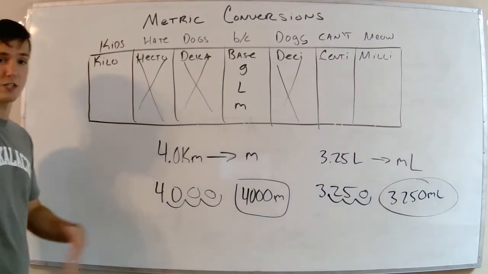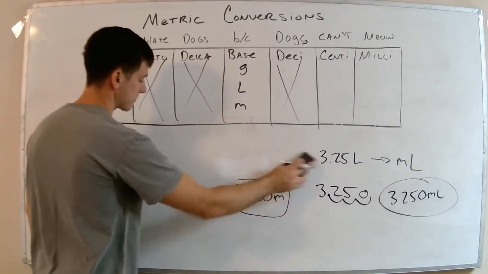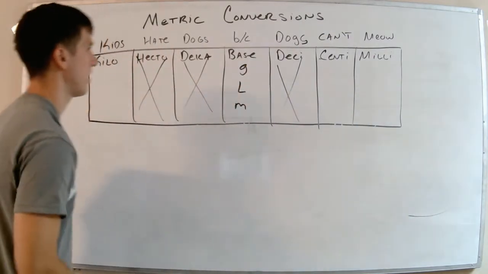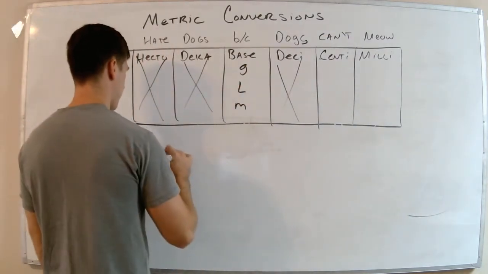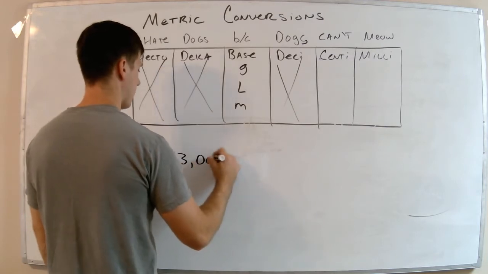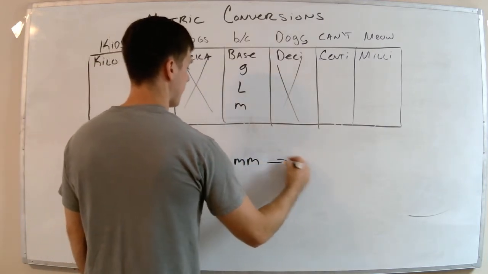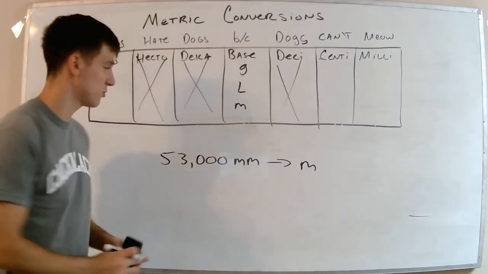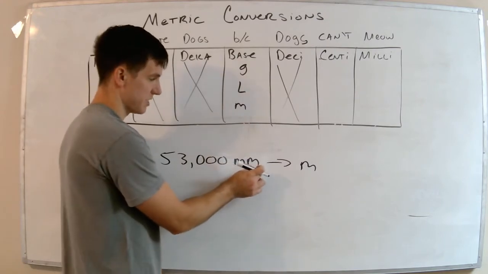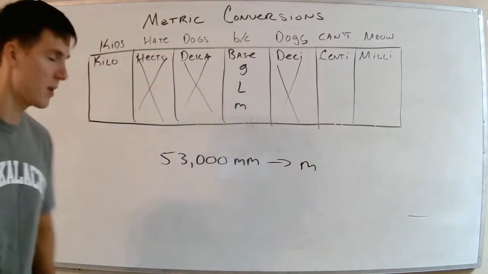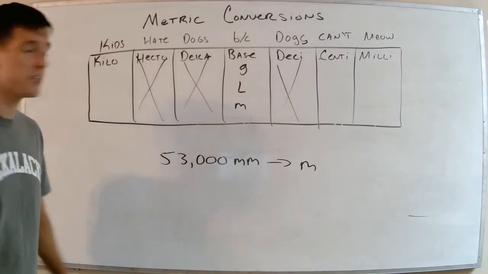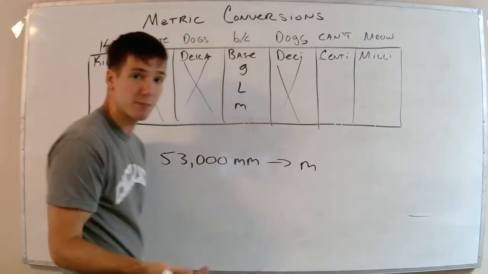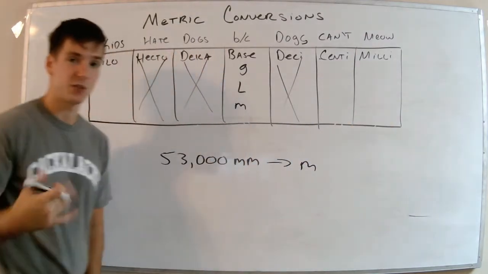So let's do a situation where we move the decimal 3 to the left. Let's say I got, let's go with 53,000 millimeters, and I want to go to meters. Okay, try not to get these two m's confused. Remember, this is the milli, this is the meter, that's a meter. Okay, so we're trying to go from millimeters to meters, so we're starting at milli, and we're trying to get to our base. Well, in order to get from milli to base, you go 1, 2, 3 to the left.